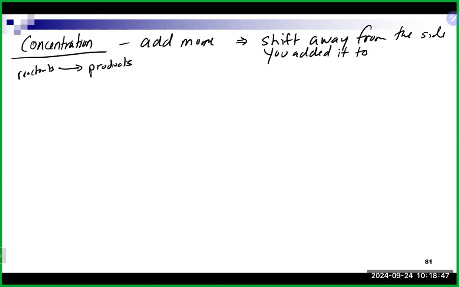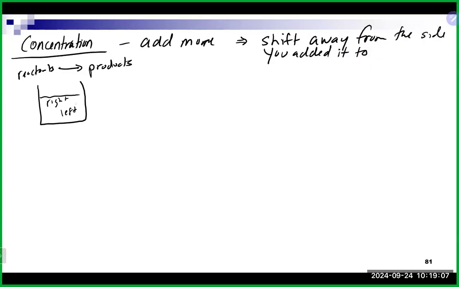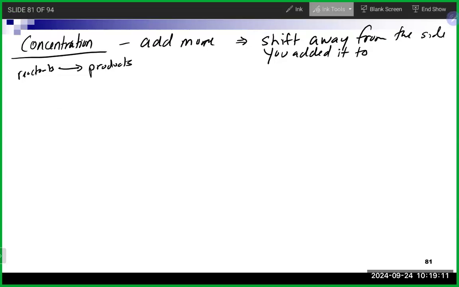So when we talk about a shift to the right or a shift to the left, we're talking about the equation as it's written. Clearly, when you put something into a beaker, there is no right or left side, right? Everybody is just floating around in the beaker. So when we refer to right or left, we are referring to the equation: will you be making more products? Will you be making more reactants?